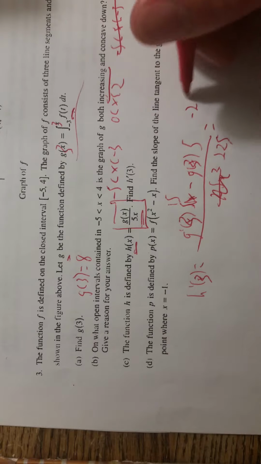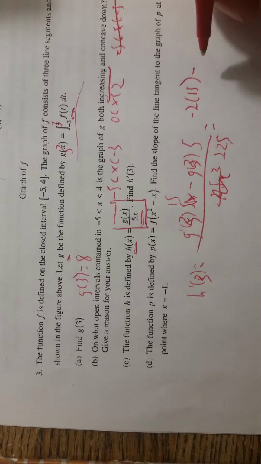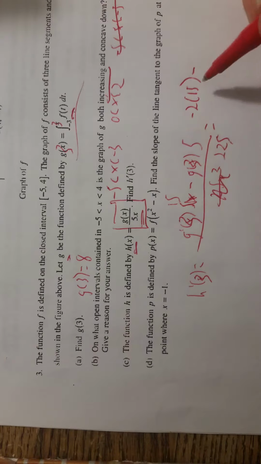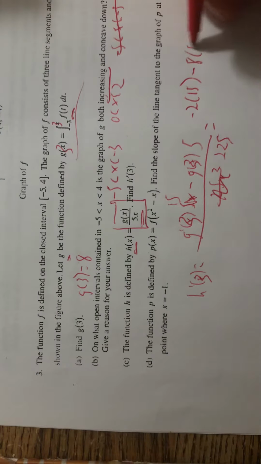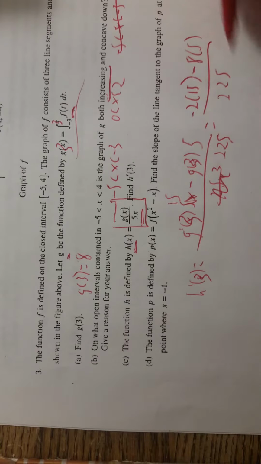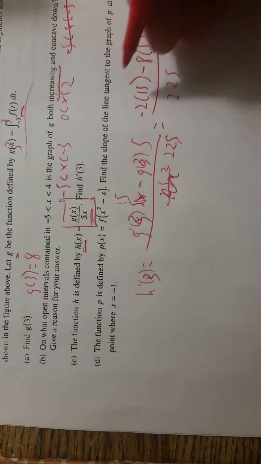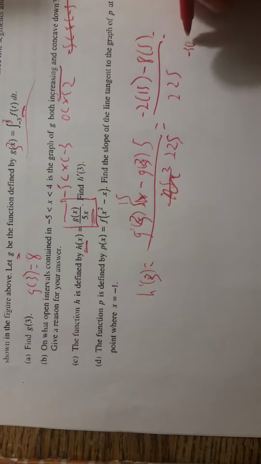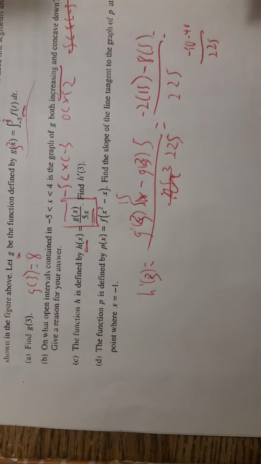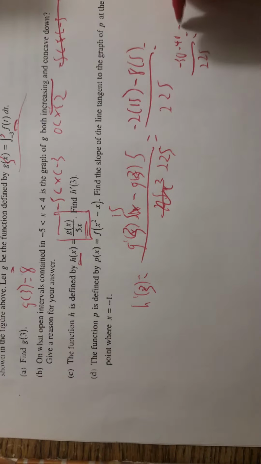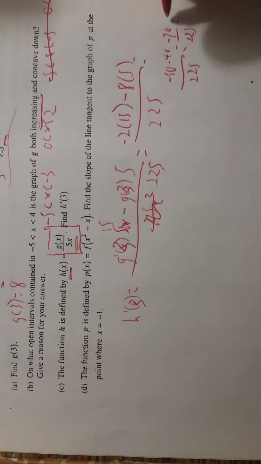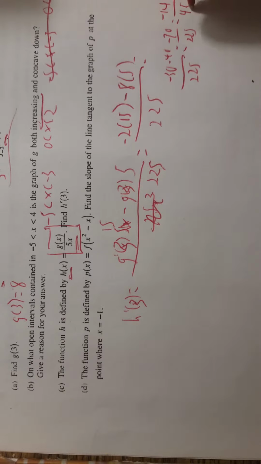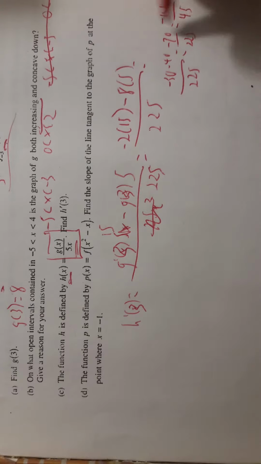So this turns into -2 times 15 minus g of 3. Well, g of 3, we already got that up here, it's 8. So minus 8 times 5, all over 225. Now it's just arithmetic. -2 times 15 is -30, minus 40, all over 225. Finish it off however you want. -70 over 225, simplify it, factor out a 5. -14 over 45. Okay, that should be it.